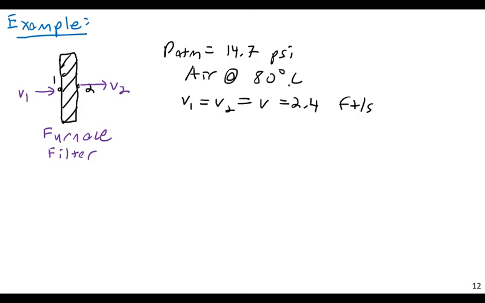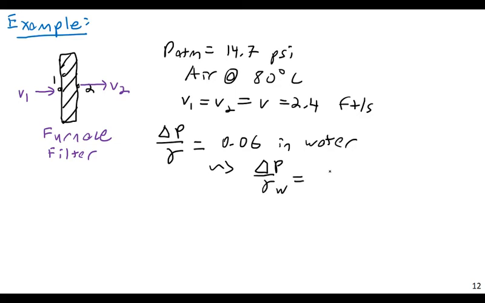That would be 80 degrees Celsius. And then we're also told that delta P over gamma is equal to 0.06 inches water in pressure. Inches water, not inches mercury. And from that we can conclude that delta P over gamma water equals 0.06 inches. Okay. And all of this is given, and I want to find K L, or C if you prefer the FE manual form.